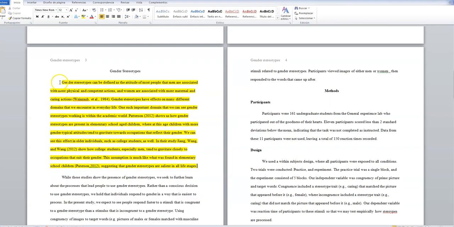This person is talking about gender stereotypes. And this person is saying gender stereotypes have effects on many different domains. One domain is this. And then the person says, we can see this effect in other students. And then provides information for another study. The assumption is that we can find this, and then is backing this up with a citation from someone else.